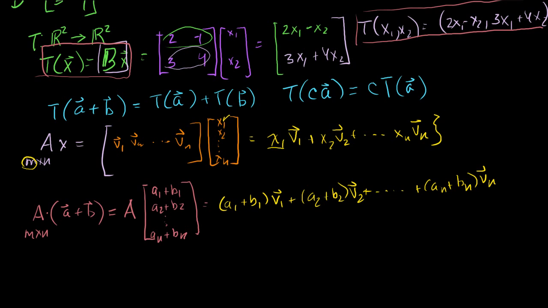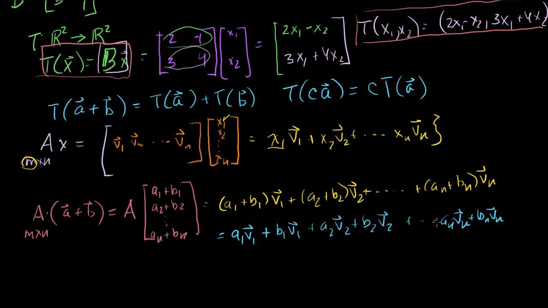And then from the fact that vector products with scalars exhibit the distributive property, we can say that this is equal to a1 times v1 plus b1 times v1 plus a2 times v2 plus b2 times v2, all the way to plus an times vn plus bn times vn.